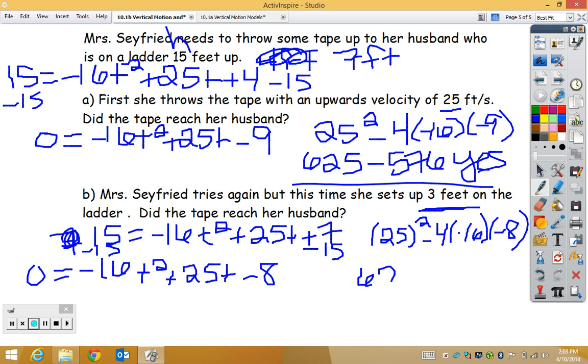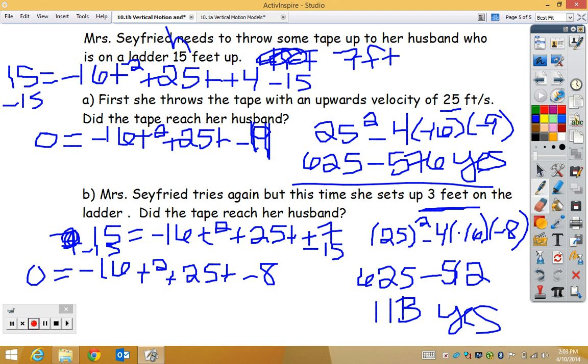I get 625 minus 4 times 16 times 8. You know, I realize this should be 11 back here. We'll go back and fix it, but we'll finish this one. 4 times 16 times 8 is 512, which gives 113. It's positive, so yes, I made it.